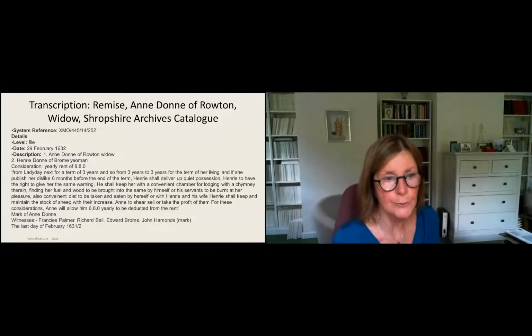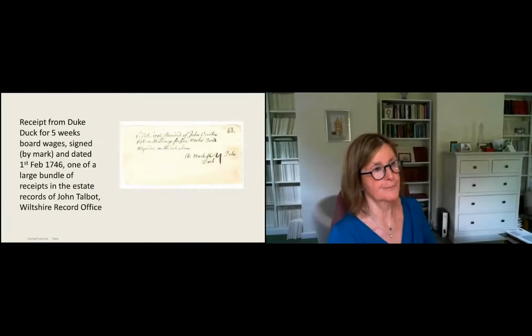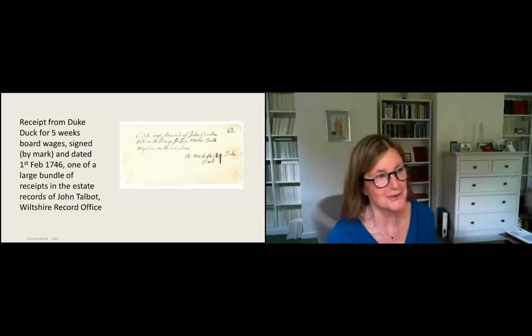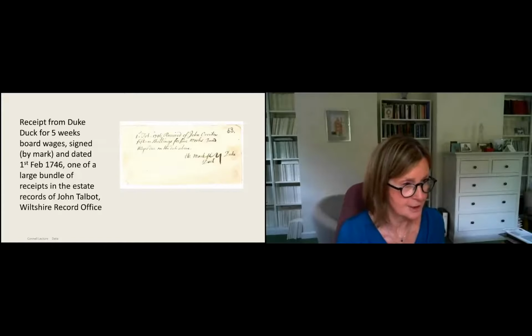But notice that the canny widow has also given herself a get out clause that if these goods and services don't come up to the quality or standard that she wants, she will require him to give up quiet possession. And Henry has the same kind of get out clause too. And finally, we have Duke Duck, his receipt for his board wages. So this is evidence then of the standard of a board wage, again taken from John Talbot's records in Wiltshire Record Office.